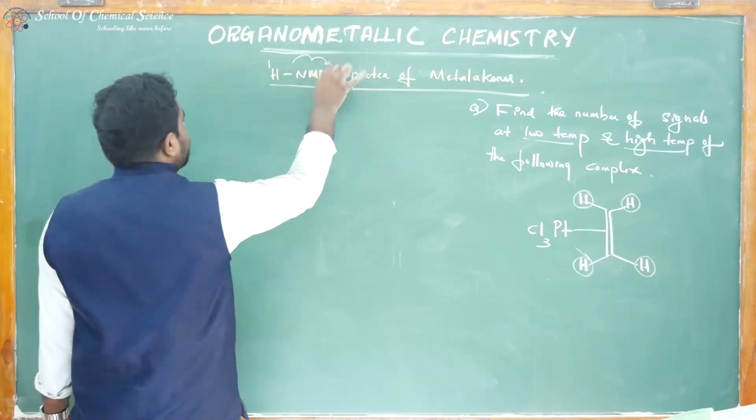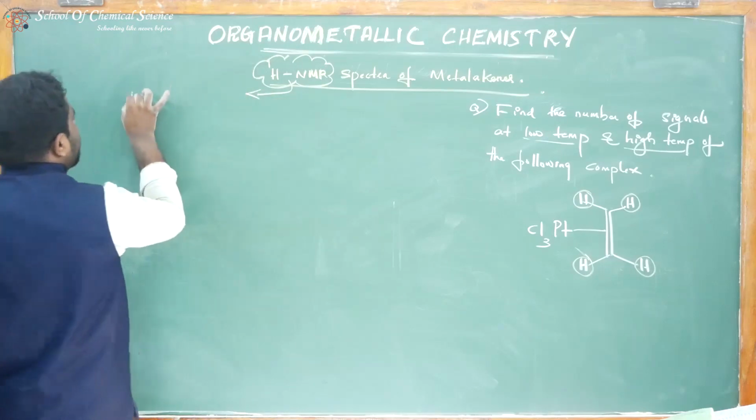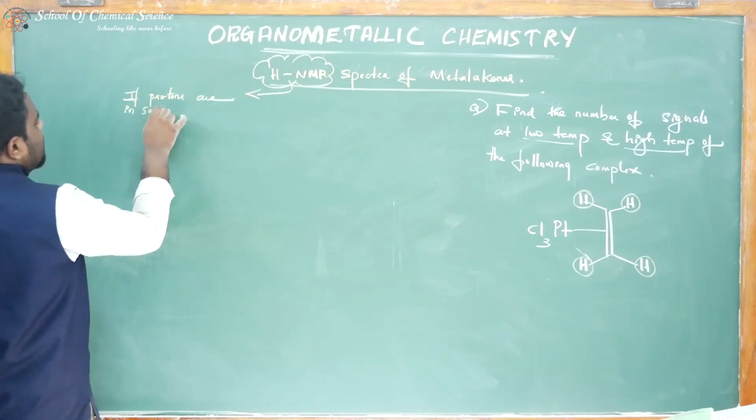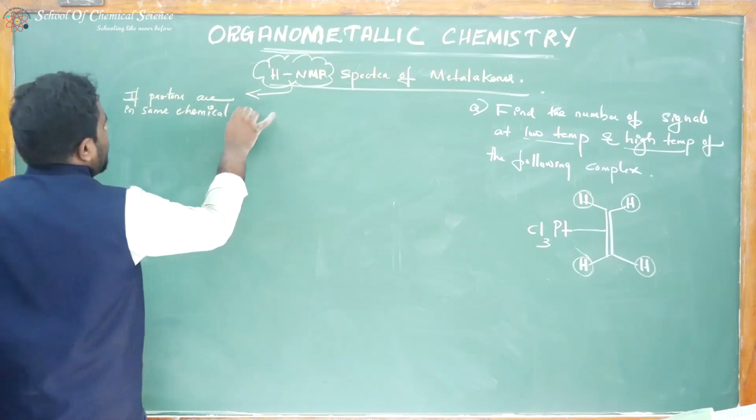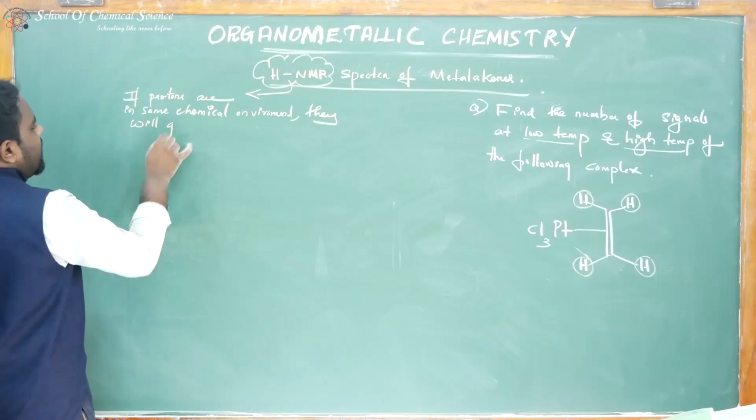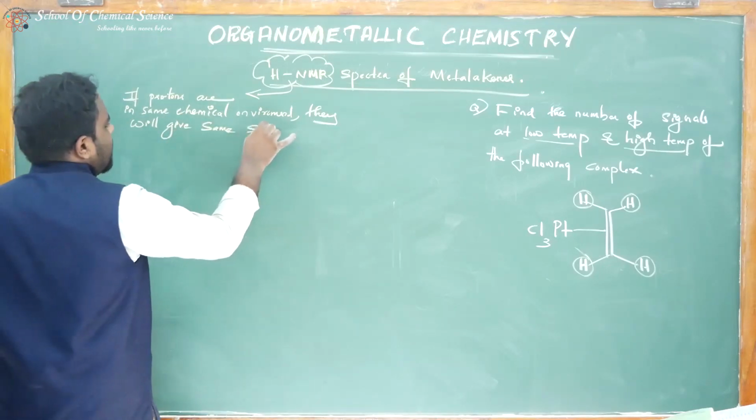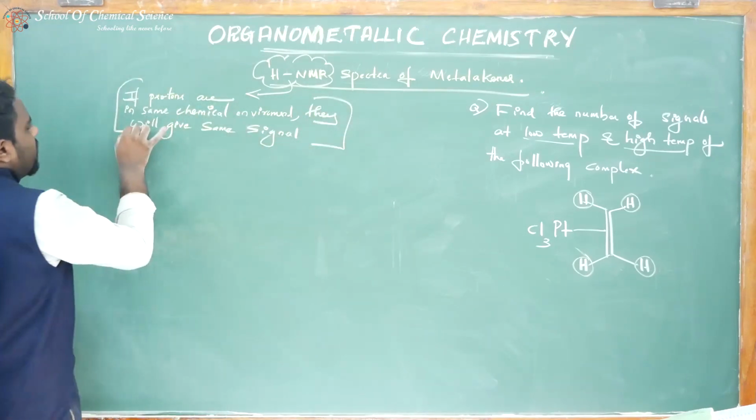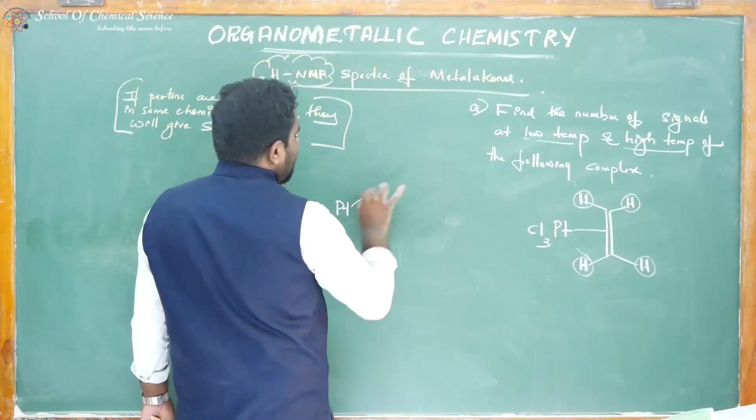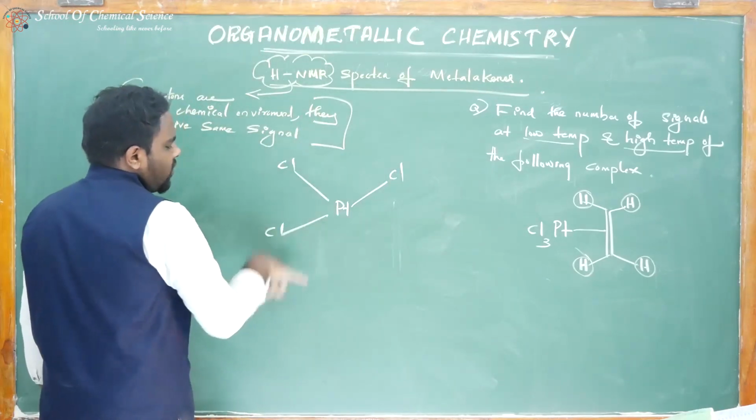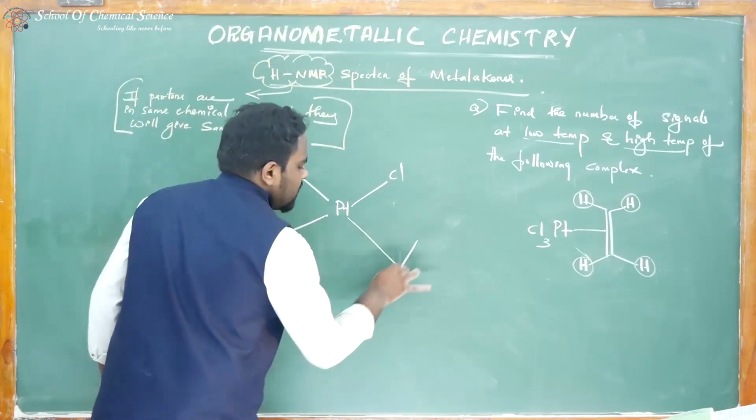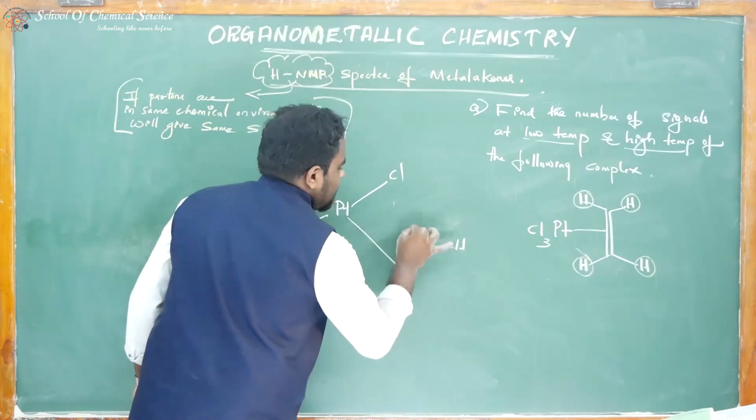So in H1 NMR, if protons are in the same chemical environment, they will give the same signal. For example, this is platinum, it's having square planar geometry. This is chlorine, this is chlorine, and you know the alkene is perpendicular to this plane. Alkene is actually perpendicular to this plane, but on our board it can be represented only like this.